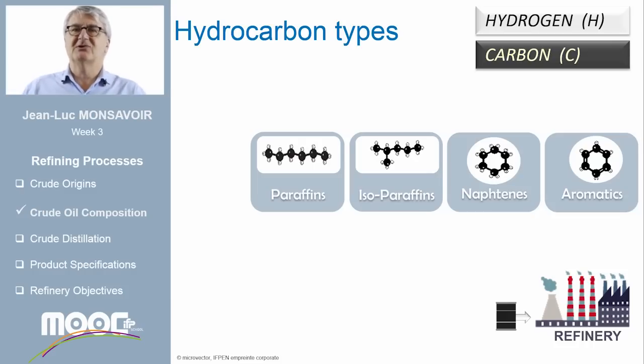The first aromatic is called benzene, with 6 atoms of carbon. It is an important compound for the petrochemical and chemical industries. In conclusion, the crude oil is characterized by the paraffins, isoparaffins, naphthene and aromatic content. It is important to know the type of hydrocarbons you have in the crude, because these molecules will directly influence the quality of the different products you will obtain from this crude oil.